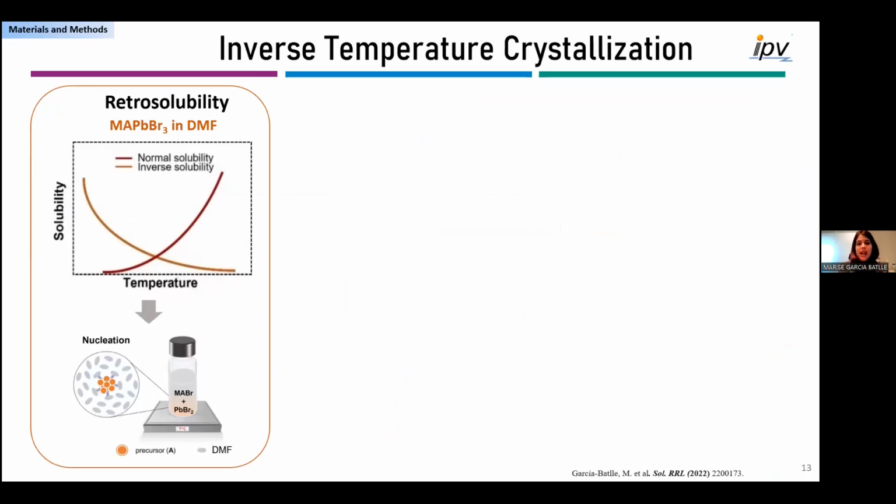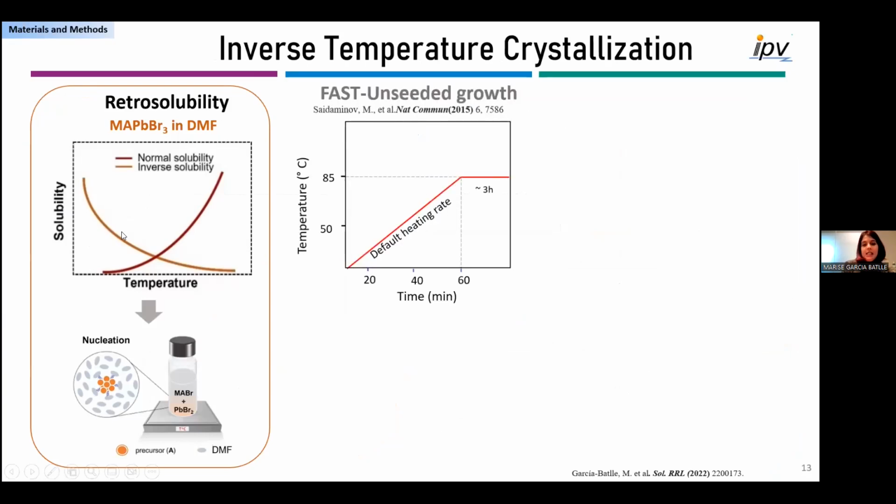It's not new. It's the ITC, which is based on the retrograde solubility property of certain perovskites in certain solvents. In this case, we use methylammonium bromide in DMF. One of the main parts of this procedure was made at the IPV, Institute for Photovoltaics in Stuttgart, during my research stay at the group of Professor Michael Saliba.